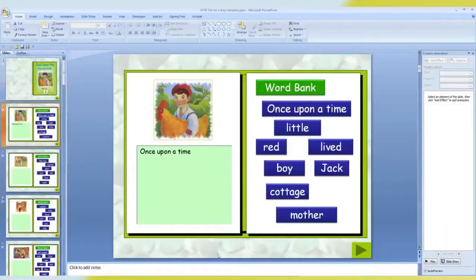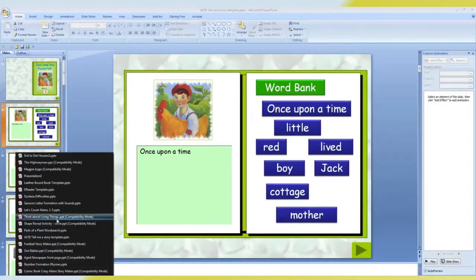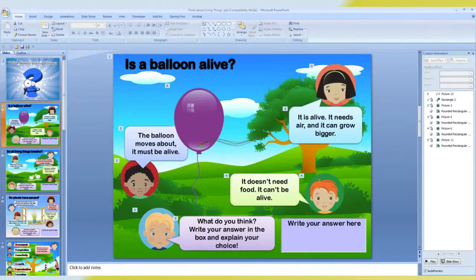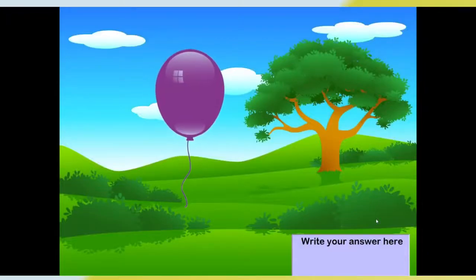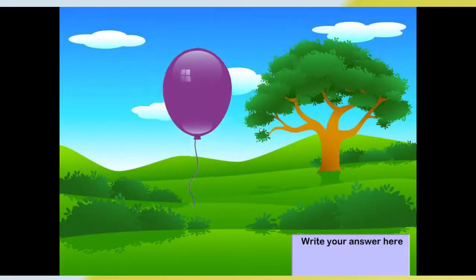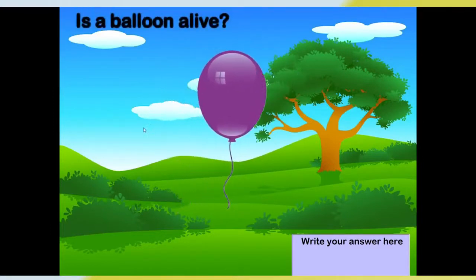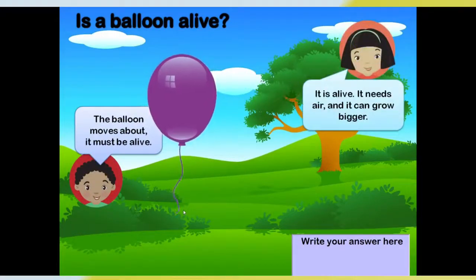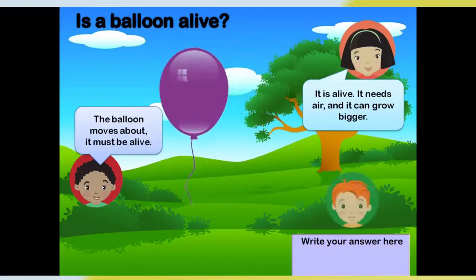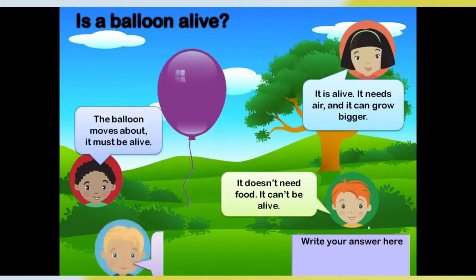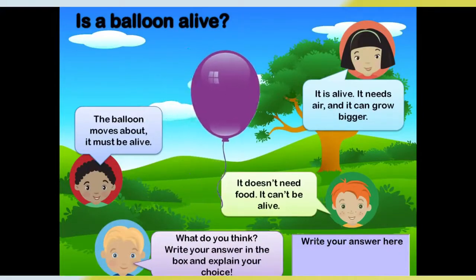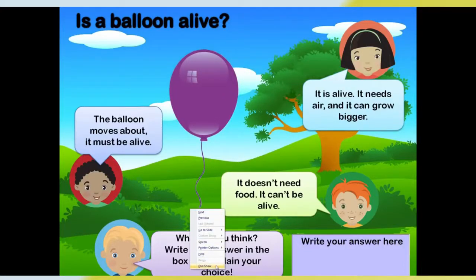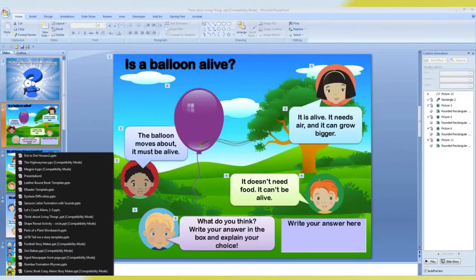Very simple idea. Another way that I've used this is in this Living Things Think About activity. These are a little bit like concept cartoons. There's the balloon. Here we've got some children posing questions or making statements about what they think. And after you've gone through all of those, the child can write their own thoughts in the write-in box. Another very simple idea.